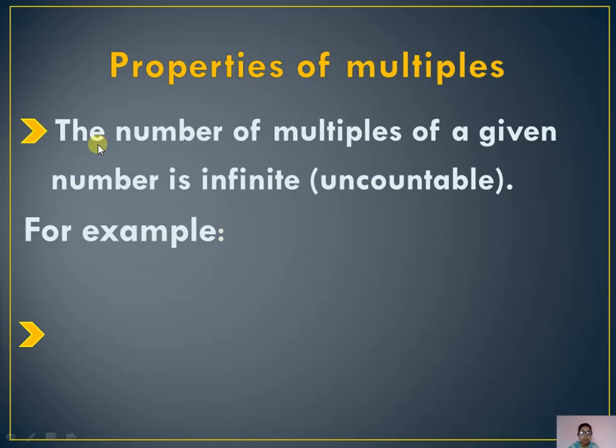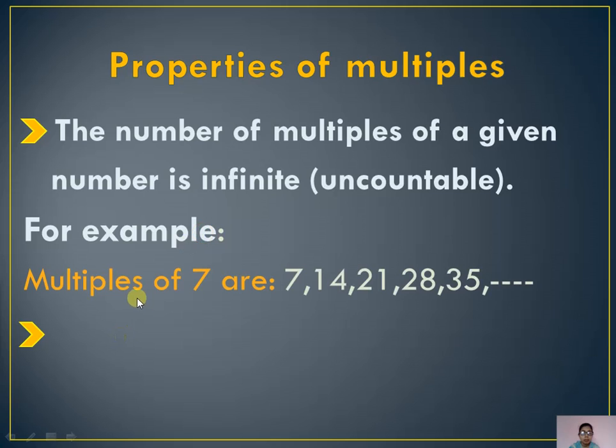Next property, the number of multiples of a given number is infinite or uncountable. It means we cannot count the multiples of any number. They are uncountable. For example, multiples of 7 are 7, 14, 21, 28, 35 and so on.